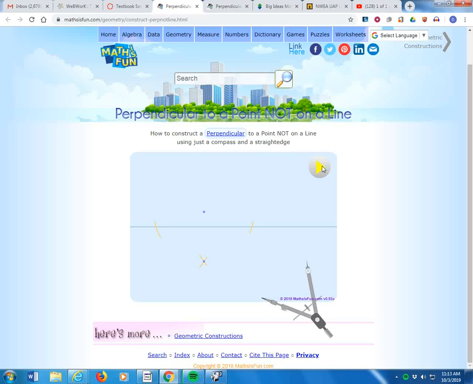Now if you just connect the intersection of these arcs with the point you started with your ruler, you have now drawn a line perpendicular to the original line. And if you measure it, if I gave you a protractor, you'd measure it and you could see that it's 90 degrees. So we can very easily assume that that is a right angle. There you go.